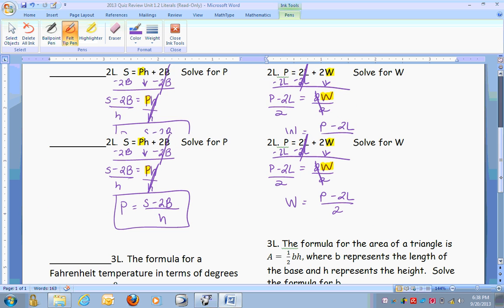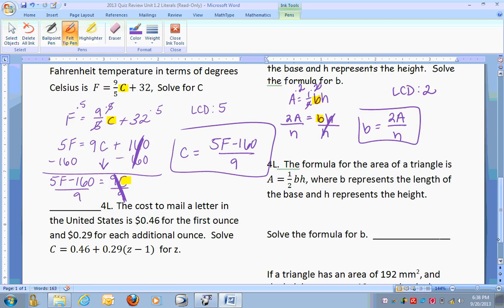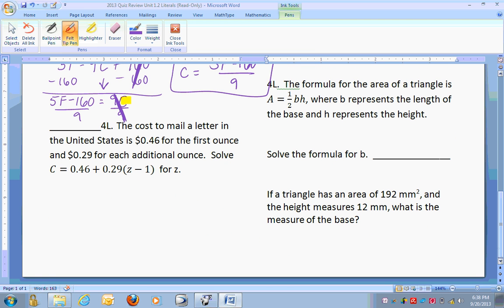All right, let's try the last 2 problems now. It says the cost to mail a letter in the United States is 46 cents for the first ounce and 29 cents for each additional ounce. Solve the equation c equals 0.46 plus 0.29 times (z minus 1) for z. Okay, well, the first thing that we need to do is get rid of the parentheses.